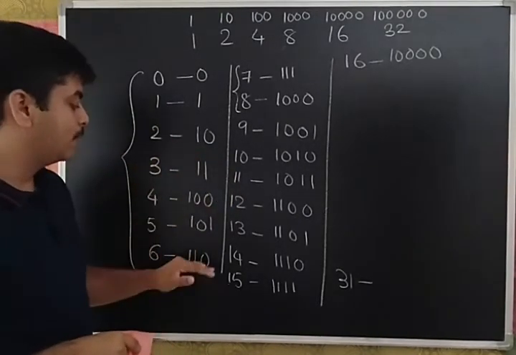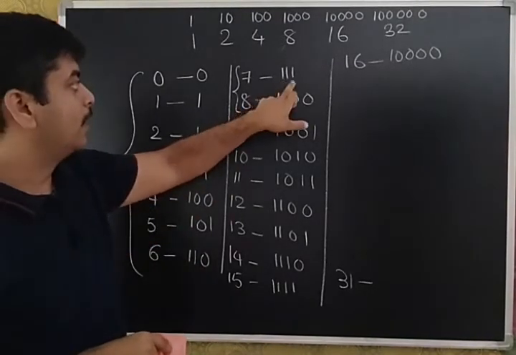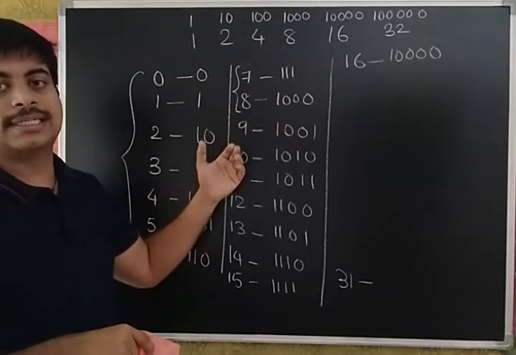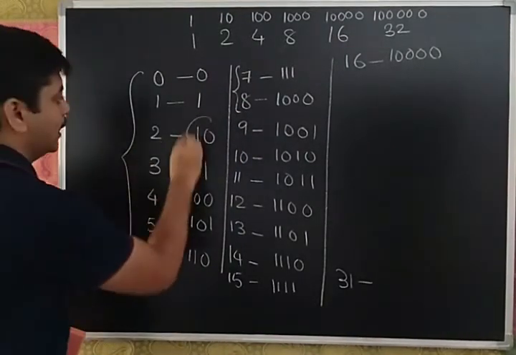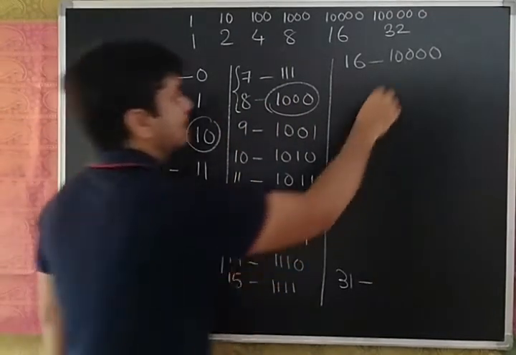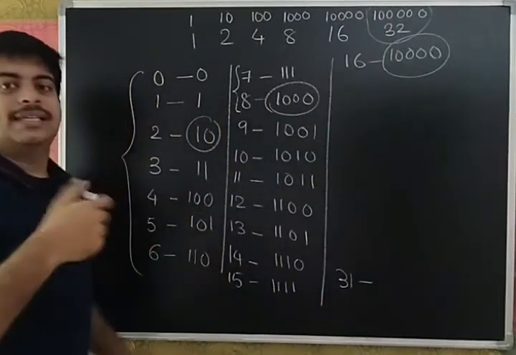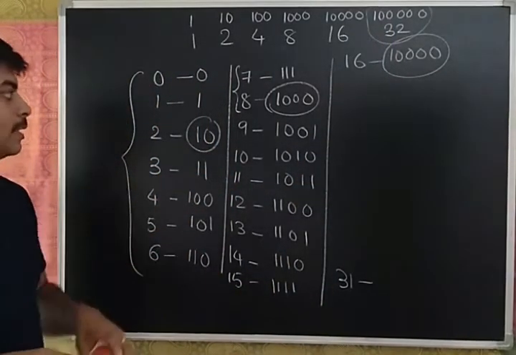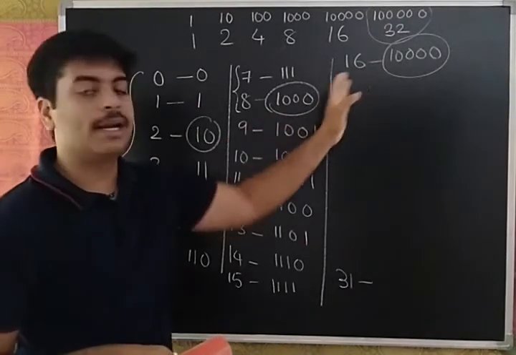Wherever you see 110, you should say it as 6. Wherever you see 111, it is 7. 1000, it is 8. If you carefully observe, 2 is 10, 8 is 1000, 16 is 10000, and 32 is 100000. Any relation between all this? See, it has only 1 and all zeros, 1 and all zeros, 1 and all zeros.